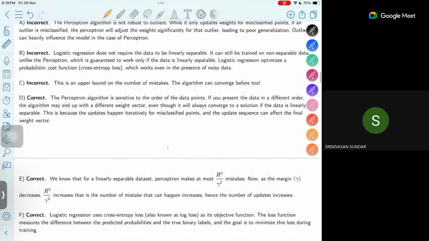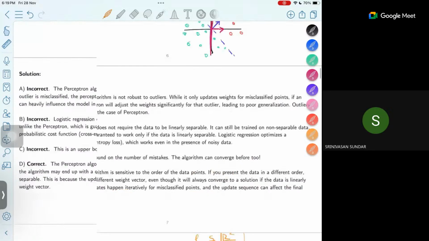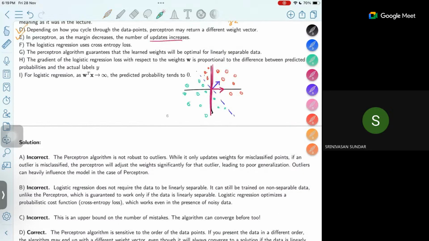Also, you can prove it mathematically, because we know that for a linearly separable data set, the number of mistakes it makes is less than or equal to R square by gamma square, right? So if gamma square decreases, then the number of mistakes will increase. That is, the upper bound itself increases. And since the number of mistakes is the same as the number of iterations, it means the number of updates also increases. Okay, so that is a mathematical way to understand the same thing.